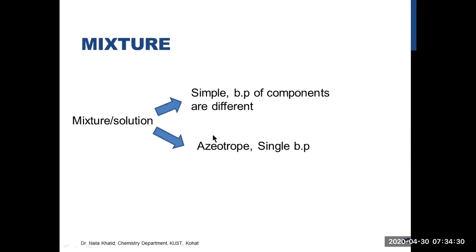But azeotrope is another type of mixture in which the boiling points of the components are not different from each other. The whole mixture has a single boiling point. So this is a special type of mixture. This is a simple mixture in which components have their own boiling points.